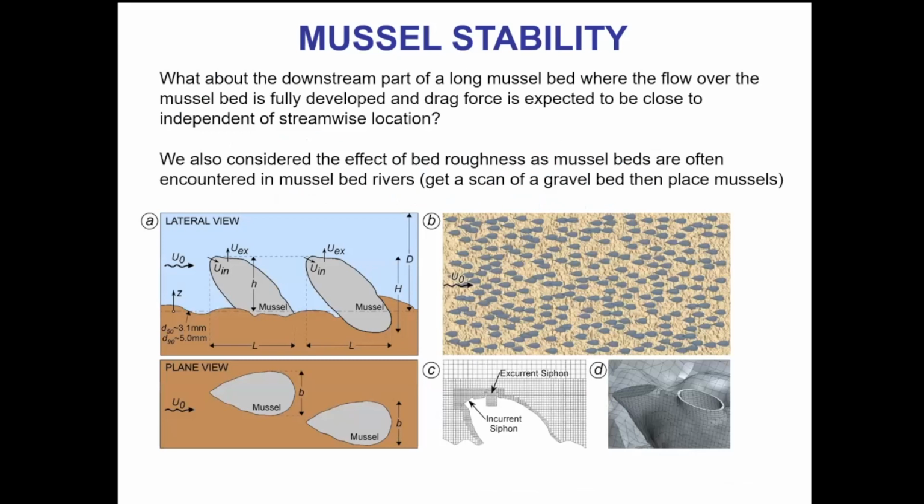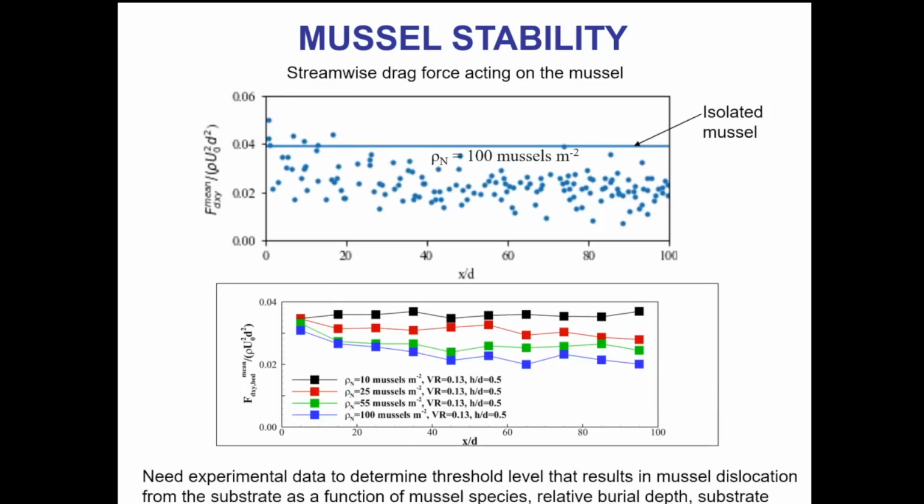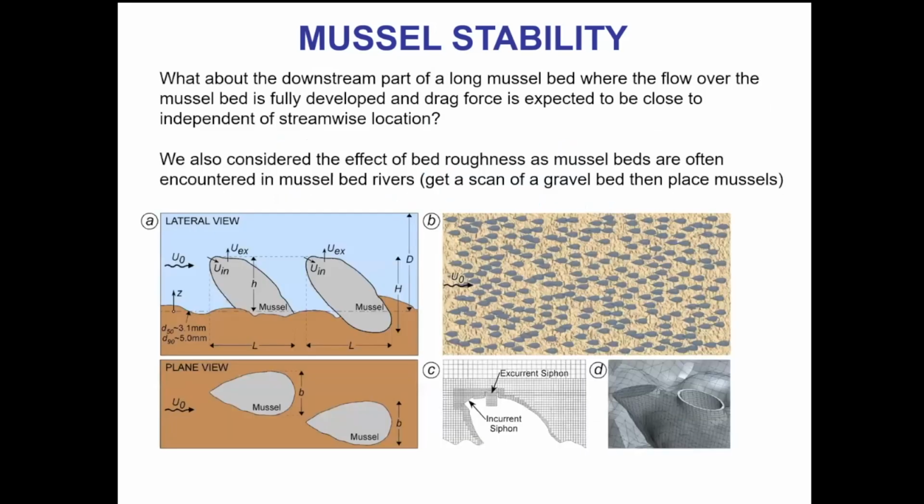So what we did next was to focus only on the downstream part, in which the drag force is relatively independent of the position of the mussel inside of the mussel bed. So we did a numerical simulation in which the flow is periodic in the streamwise direction. So the flow here and here is the same. This corresponds to what we call a fully developed flow.